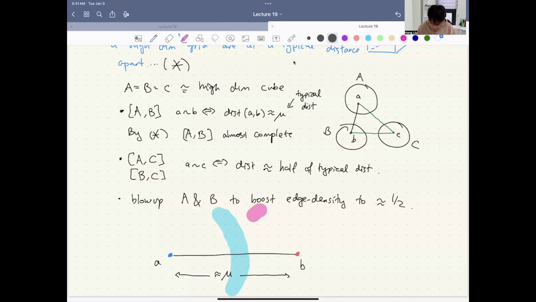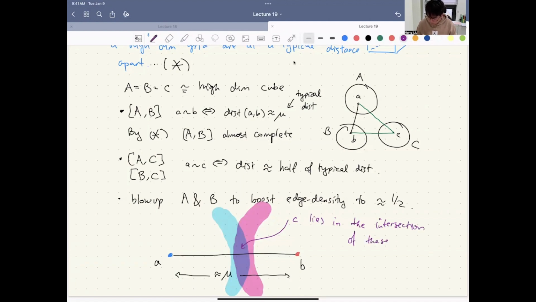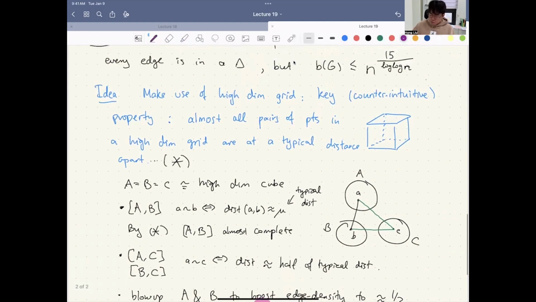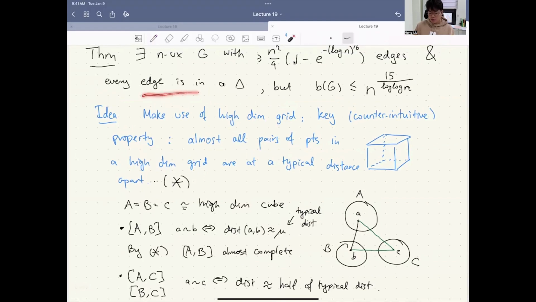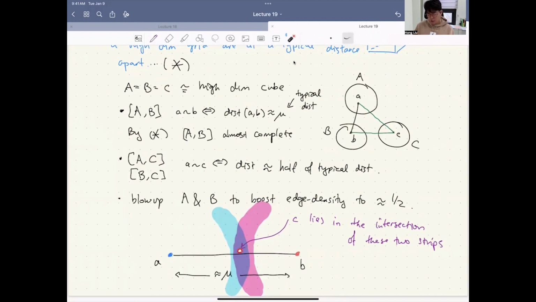So that means C must also lie in this strip. So C can only be in here. This is the choice of C. C lies in here, right in the intersection of these two strips. So all we need to do is to prove that the intersection of these two strips contains at least one integer lattice point. Then that means between A, B, there is at least one C here. Integer lattice point means it's a vertex, it's a grid point. So there exists a C that forms a triangle with AB.